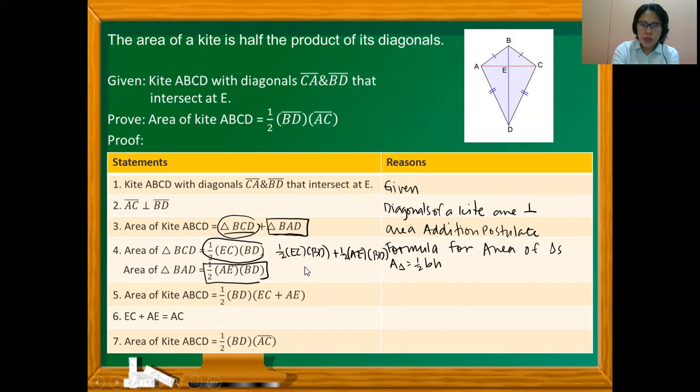Now, with this one, we were able to come up with the fifth statement. So, we know that this has common factor. And by moving out the common factor, which is 1/2 and BD, and then dividing each term by the common factor, like 1/2 EC BD divided by 1/2 BD, we'll have EC, and then 1/2 AE BD divided by 1/2 BD will be AE. So we got this statement, and this is about factoring.